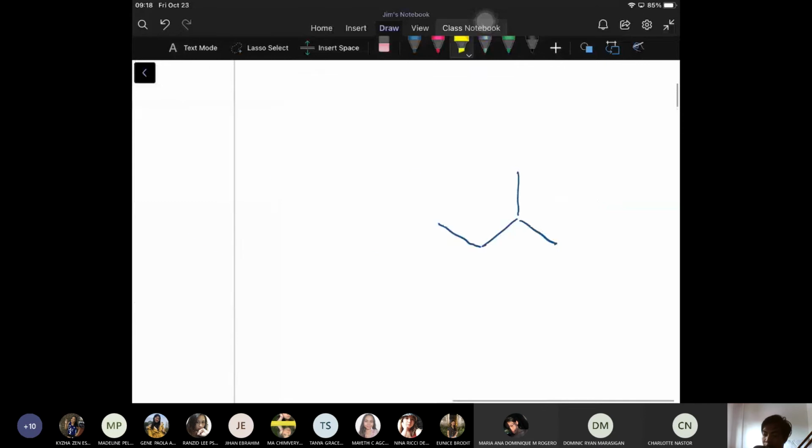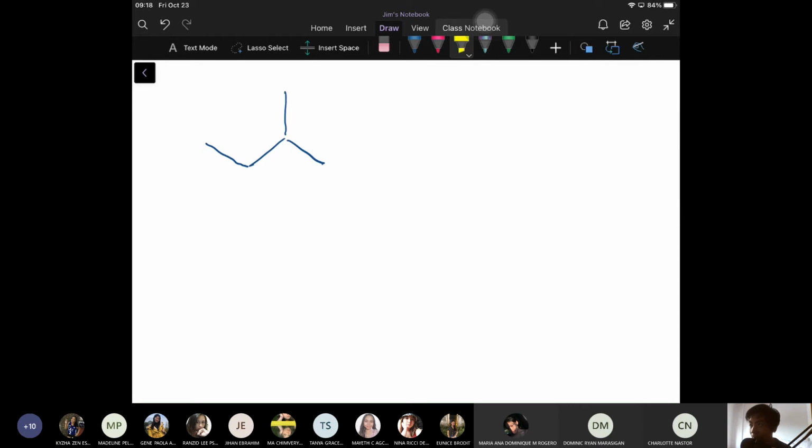Ano yung first rule? So, the first rule tells us na, ano yung first rule? Identify the parent chain. No? Identify the longest chain. So, ano yung longest chain natin dyan? Ito ba? Yan ba ay longest chain? So, 4 na carbon yan. Ito ba ay longest chain? 4 na carbon din yan. So, same lang. So, ako piliin ko na lang to.